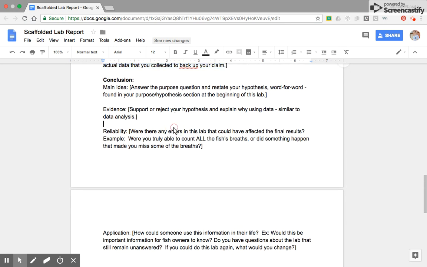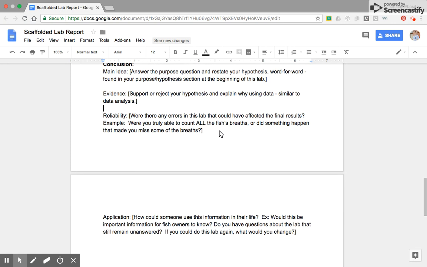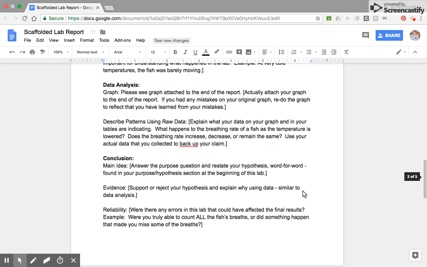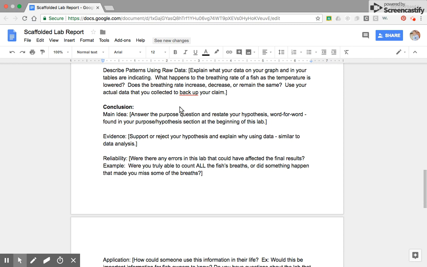And then lastly is the conclusion. And this is essentially kind of the CER, your claim, your evidence, and your reasoning, but in a little bit more detailed form. So the first thing is main idea. So going back to the beginning, your purpose and hypothesis, what you were trying to figure out, now having done the lab, you can answer that. So what is the answer to your purpose question? Next thing is you're going to restate your hypothesis word for word. So you can just copy and paste your hypothesis, and then now that you have your hypothesis copied and pasted, looking at your data, do you still agree with your hypothesis? Is it supported? Or do you reject it? So it's kind of looking at those data points again and saying yes or no.